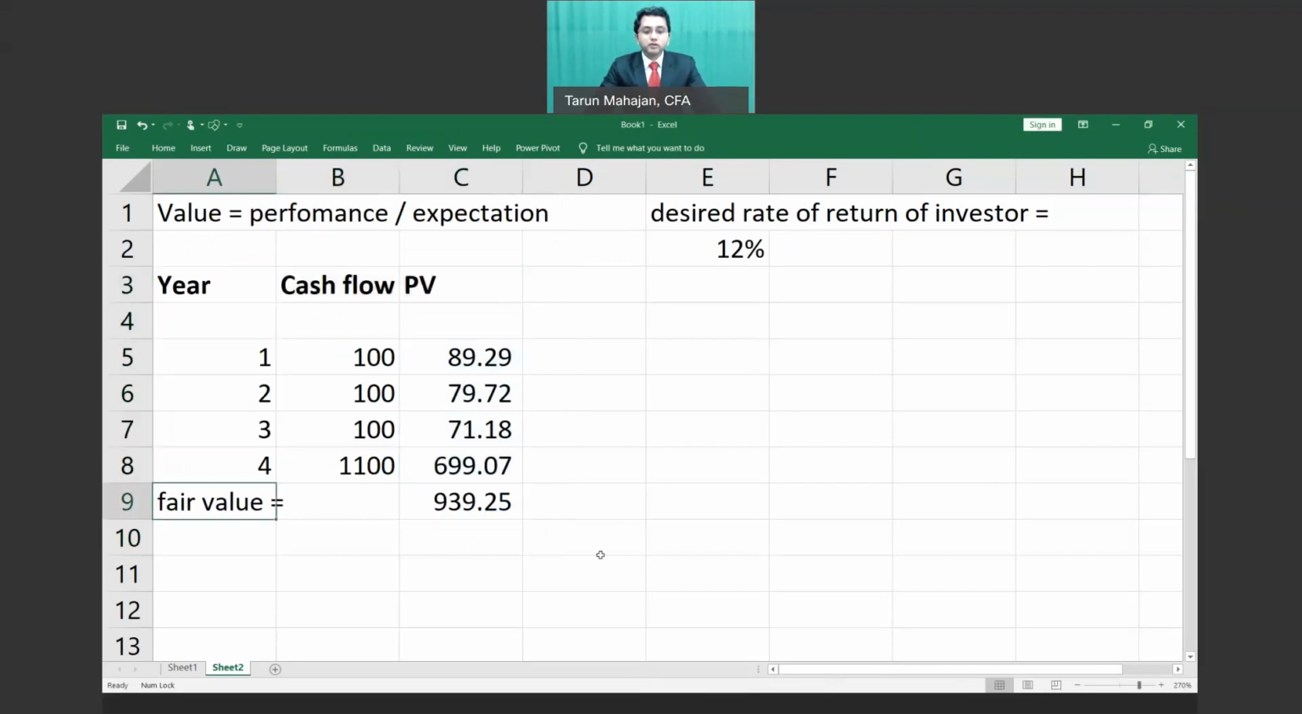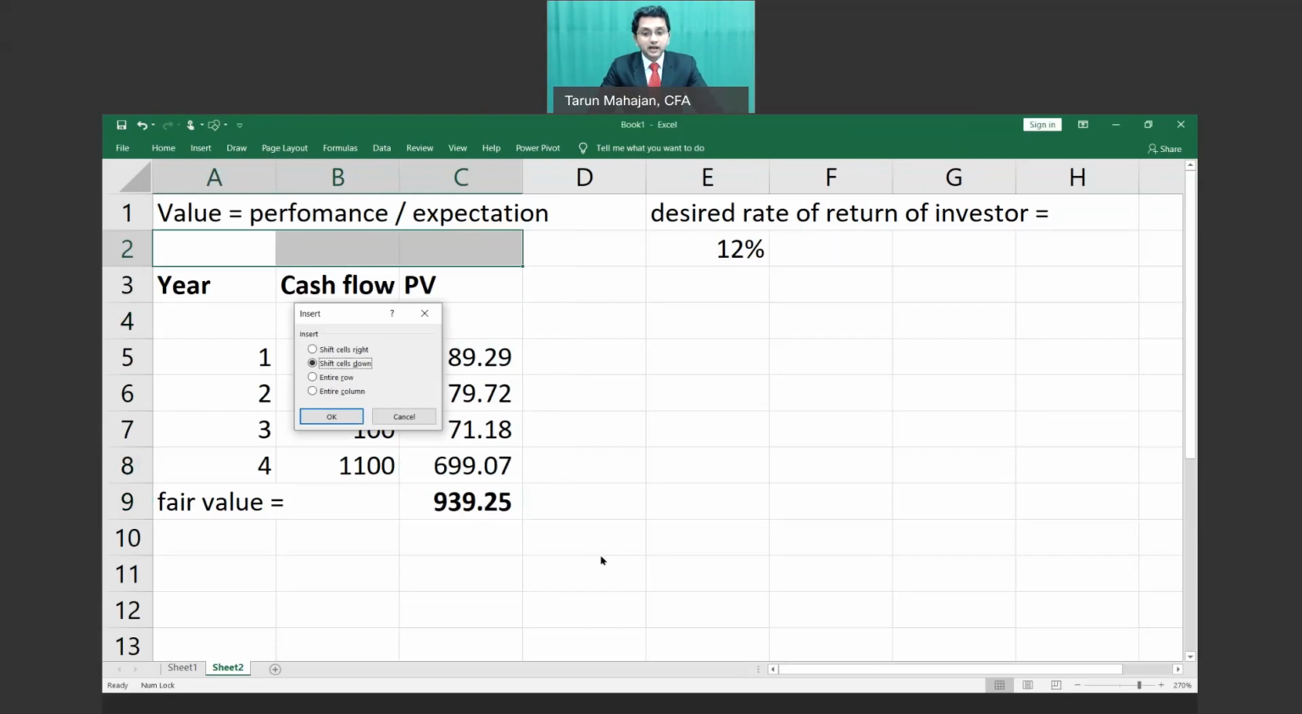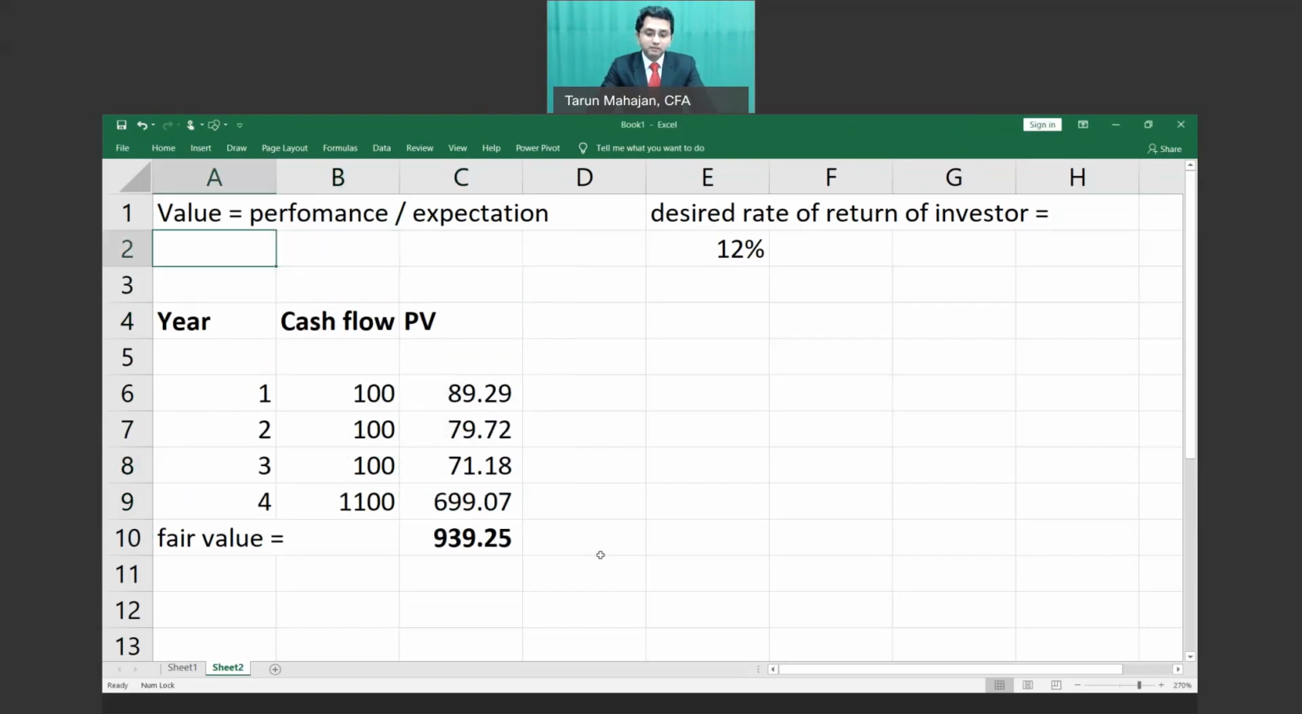You see, I told you that it should be quoted at discount because expectation is more than performance. But you know, in cost of capital chapter, we will be doing reverse calculation. Now, what do I mean that we will be doing reverse calculation? I mean that we will do it like this. Expectation is equal to performance divided by value.